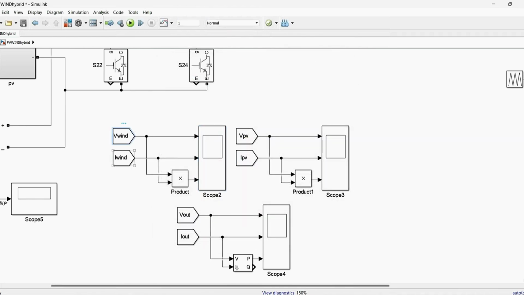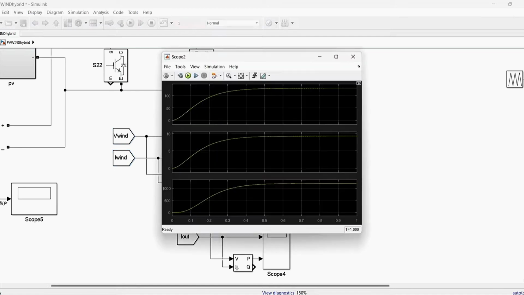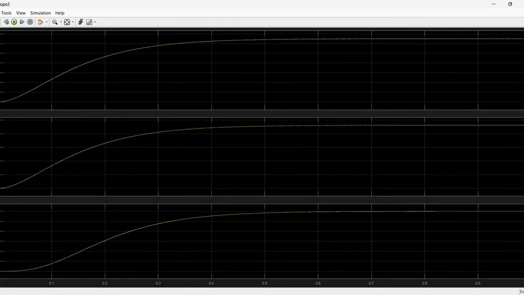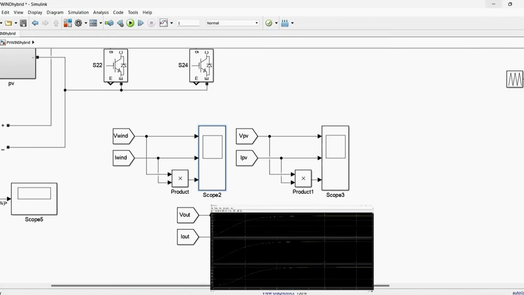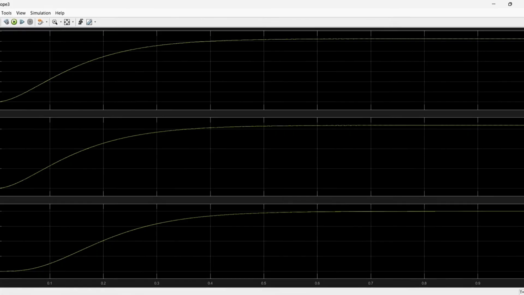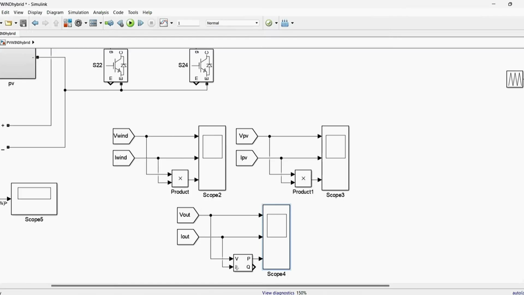In scope 2, you can see the voltage of the wind and current of the wind, and the third one is the product, meaning the power of the wind. So you can see both waveforms. The first one is the voltage, the second is the current and the third is the power. You can see it gives a steady output. Same like that, open the other scope. This is for the voltage of the solar, current of the solar and power of the solar. You can see the same, it gives constant power.